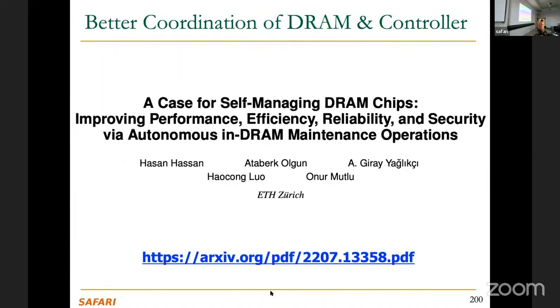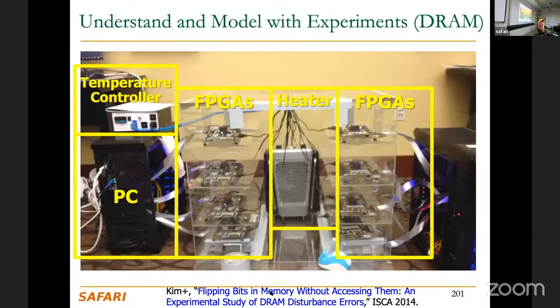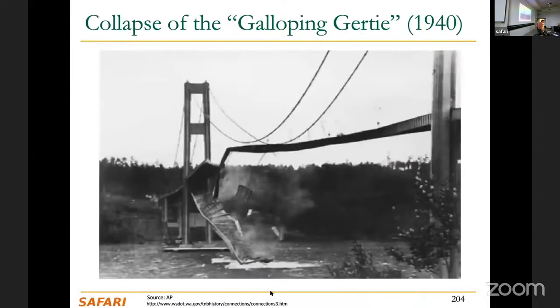And this self-managing DRAM that I mentioned is really a way of better coordinating DRAM and controllers such that each of them can do what they're good at. Today, memory cannot do what it's good at because it doesn't have the freedom. Now let's give it the freedom such that it can do what it's good at. And the memory controller can deal with what it's good at and what it's really supposed to be doing. Okay, understanding and modeling is done with the infrastructures, as you can see.